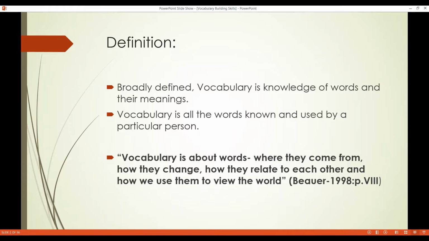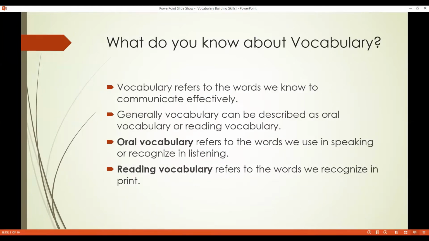There is the definition on the screen which says that vocabulary is about words, where they come from, how they change, how they relate to each other, and how we use them to view the world. No matter who you are, a student trying to finish a term paper, or a professional completing a written project, or anyone else relying on the power of words to send a message, you need a comprehensive and expressive vocabulary in order to interact well and to do a good job in your daily tasks.